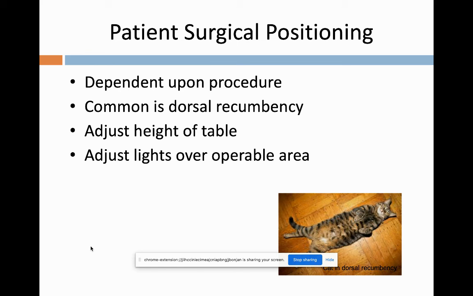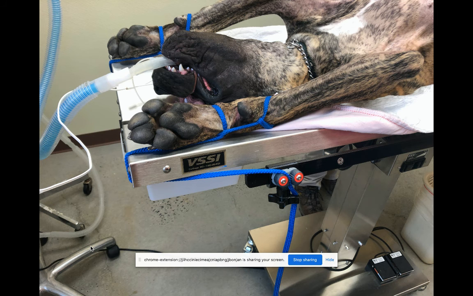Surgical positioning prior to surgery is typically done. In most cases, animals are in dorsal recumbency, but this depends on the procedure and the need based off of what the patient is having surgery for. The height of the table can be adjusted, and even lights overhead adjusted to be able to give good light for the procedure. In this situation, Aaron Rodgers, as we've mentioned earlier, has been intubated, restrained to the table, and is in dorsal recumbency in this photograph.